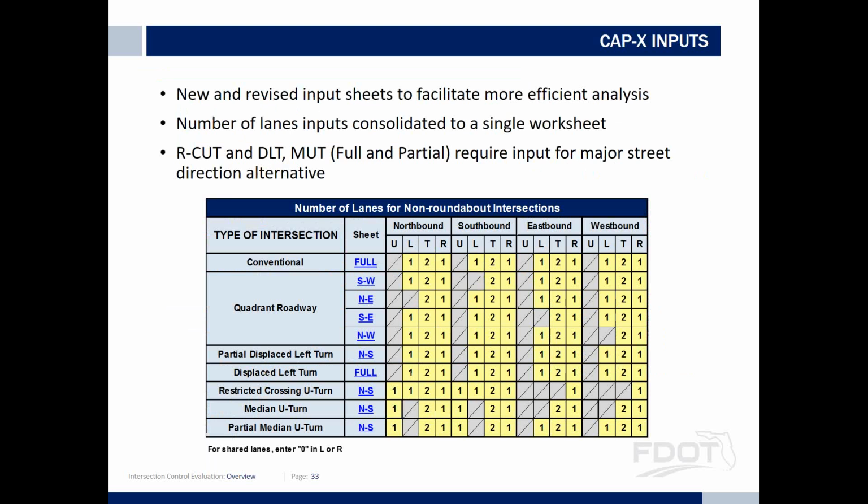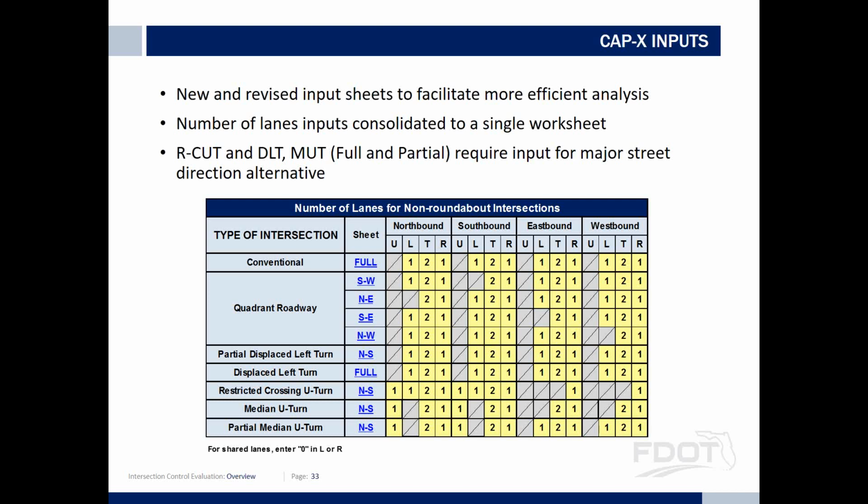We've modified the lane configuration input tab. If you worked with Capex before this change, you would not see this. You would have to go into individual tabs to configure the number of turn lanes or the lane configuration of your intersections for each of the approaches. We put it all together in one tab so it can be easier for the practitioner to input the values.